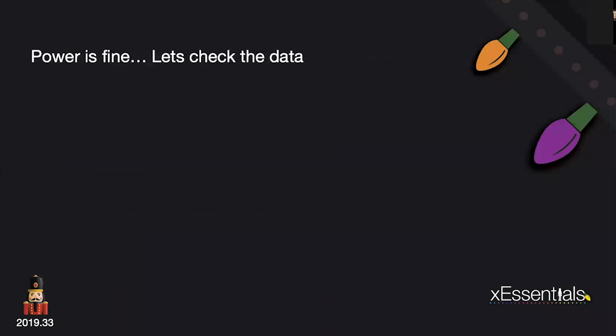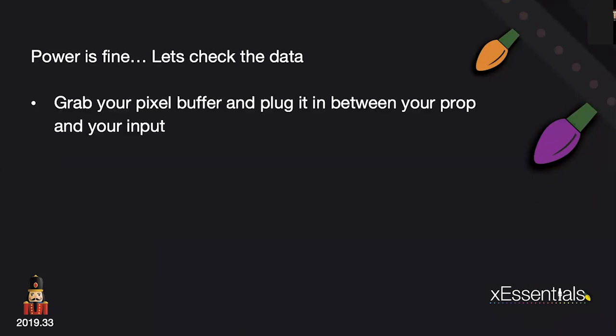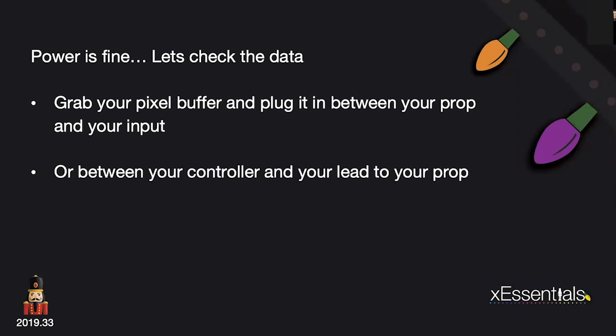Okay, so power's fine. Let's check data. Now, there is no easy way to check data, like I said, but what you can do is grab the pixel buffer that you've got in your garage and plug it in between your prop and the output of your controller. Does that fix it? Most of the time that will probably help fix it. So you just have to figure out whereabouts your data issues are. But that's a quick way to go, is it a data issue? Because you have that on hand, you grab it, plug it in. Yep, no, yes, that's a data issue.